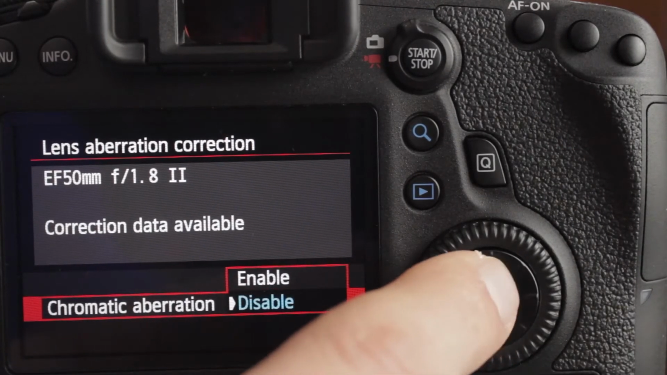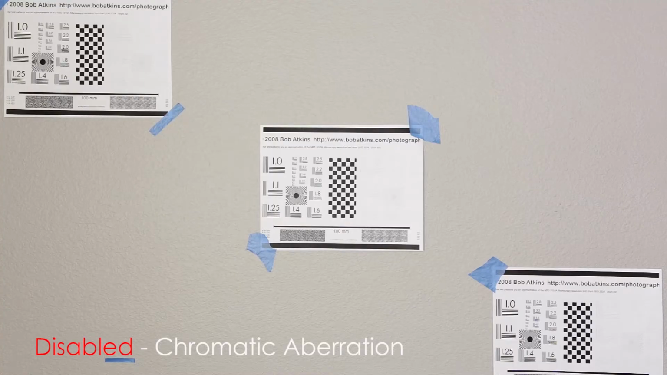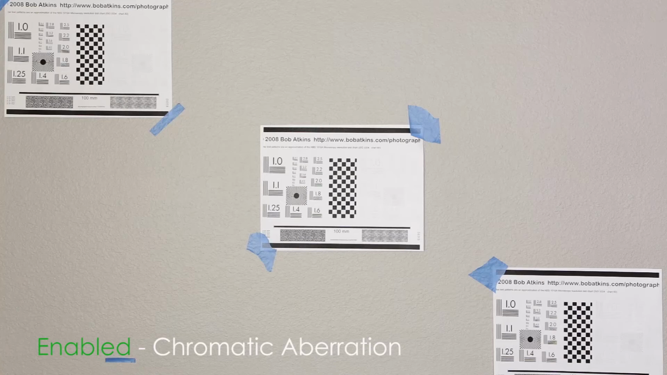You can either enable it or disable it. Let me show you some examples. So here it is with it disabled, chromatic aberration correction in video mode, and then here it is with it enabled. Didn't see that much of a difference.